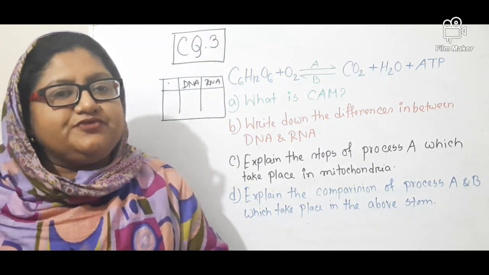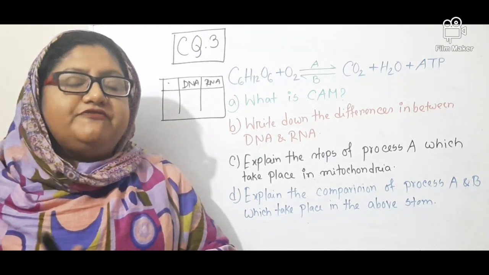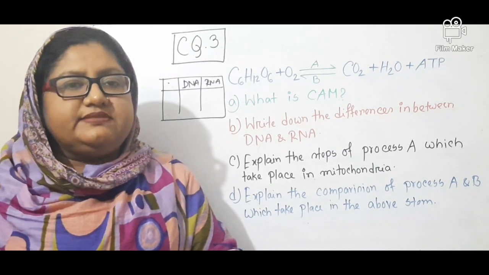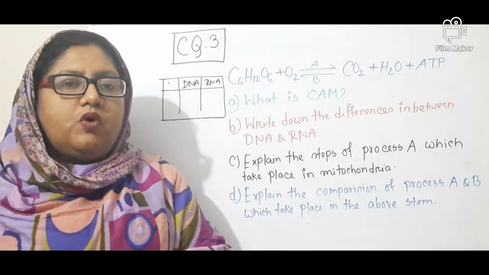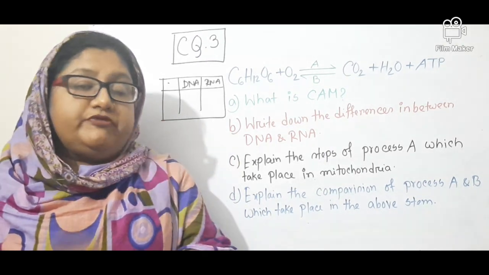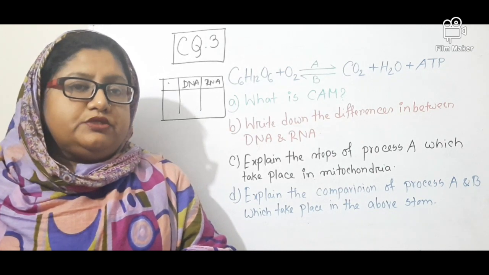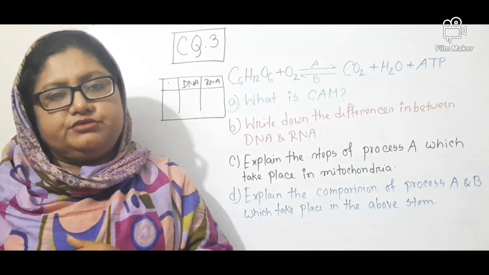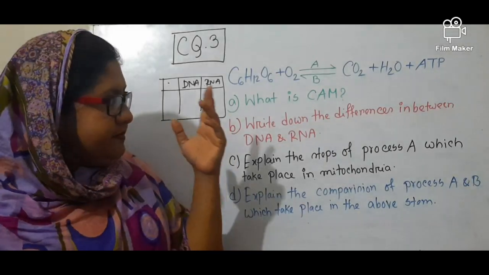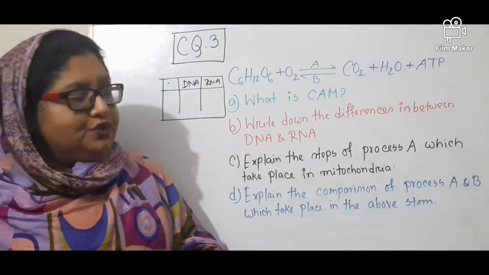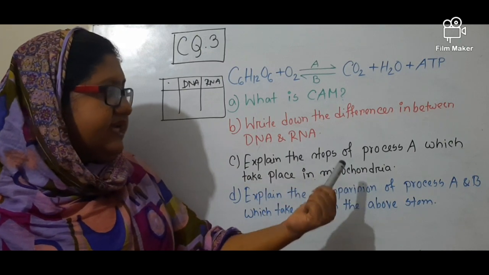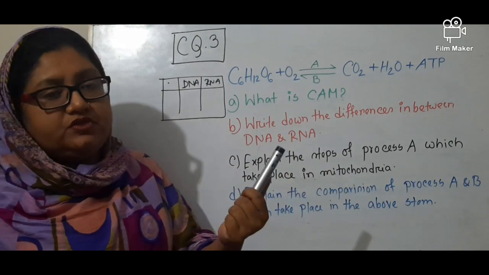Now, respiration has 4 steps: glycolysis, formation of acetyl-CoA, Krebs cycle and electron transfer system. The former 2 steps take place in the cytoplasm of a cell. So, what are the rest of the 2 phases? That is Krebs cycle and electron transfer system. These 2 take place in the mitochondria of a cell. So, what is asked for? That is, explain the steps of the process A which take place in mitochondria.